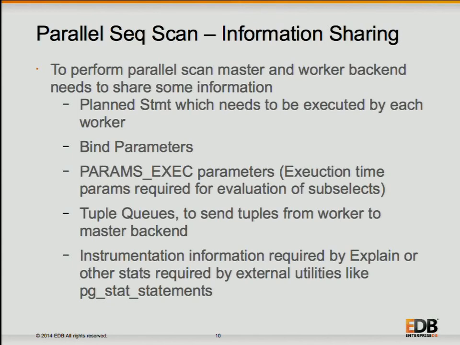So like for the general infrastructure of parallelism, we have to share many things, as Robert has explained in previous slides. Specifically for the query execution, we again need some parts of the executor or the planner to be passed down to the worker so that they can perform the scan. So the important ones are listed here. The first thing each worker needs is some form of plan or some form of information which they can use to scan the table. So the master backend forms the plan statement, which it sends to all the workers, and which is used by the worker backends to perform their work.